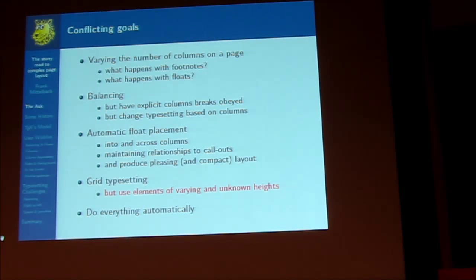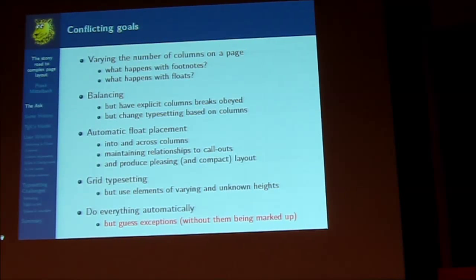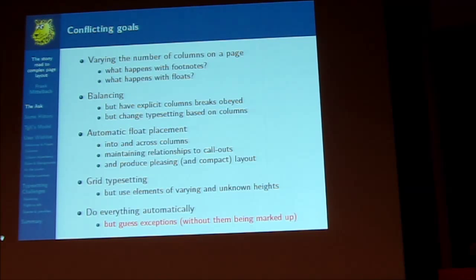And on grid typesetting, we want to have in certain layouts grid typesetting, but we also have a lot of elements, especially math typesetting, but also other elements in typical TeX documents, that have unknown heights. And that is obviously a problem if you do grid typesetting. And most people want to do this kind of thing fully automatically. They want to have exceptions, but they want those exceptions to be guessed. And several of them, as we go through it, actually don't fit nicely together.